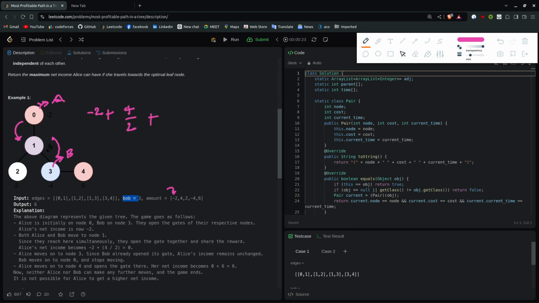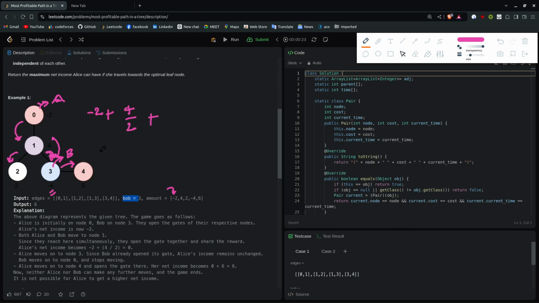Plus now Alice has two options: either he will go to this node or he will go to this node, but the optimal way for Alice would be to go to this node. And since this node has already been visited by Bob, he does not need to pay any price over there, so he can directly go to the next node, which is node number 4.